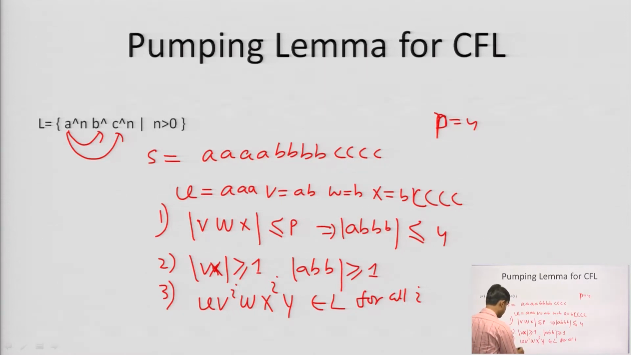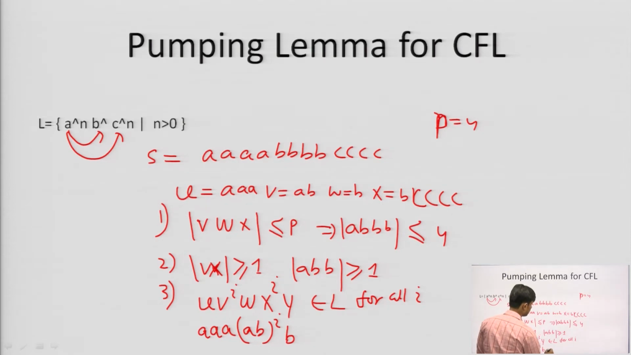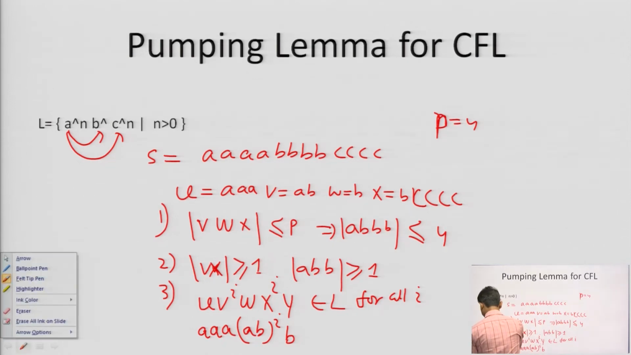Now we will check how it satisfies the property. So, let us check, U is 3A, we have taken 3A. V is A to the power i and W is B, VX is, V is, what is the UVWXY? Let us check, we have not taken Y here.